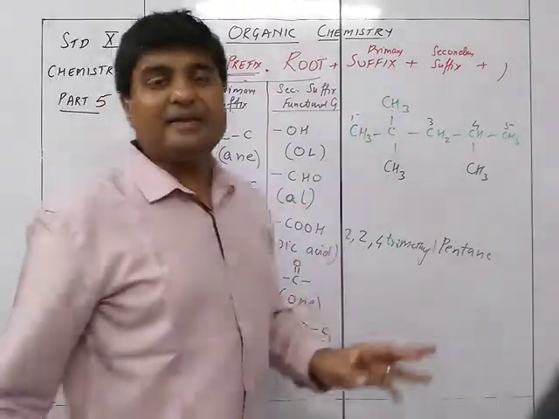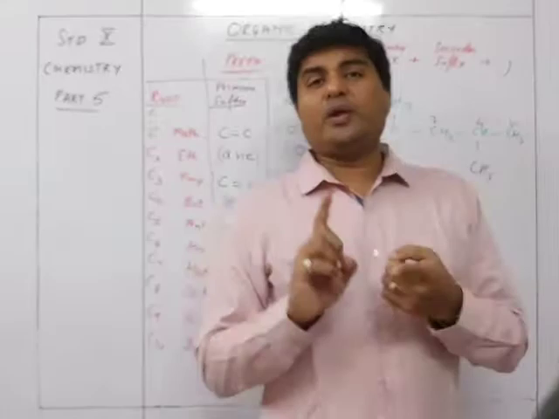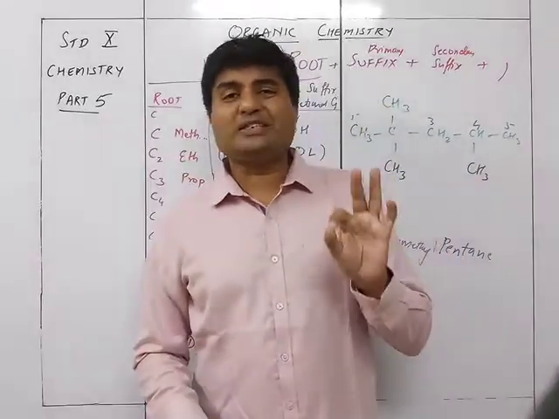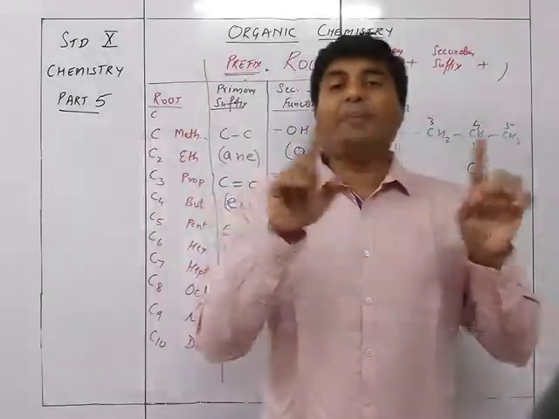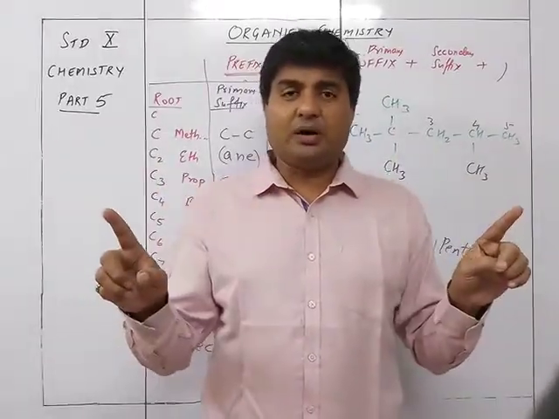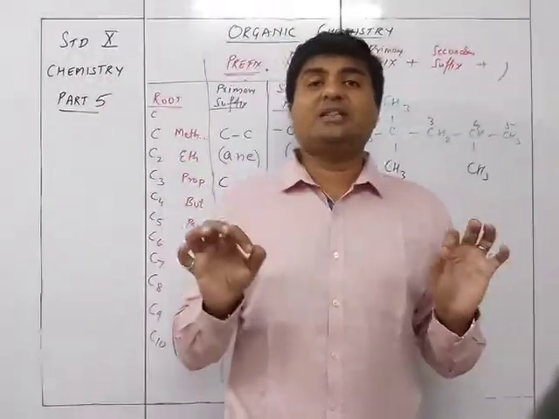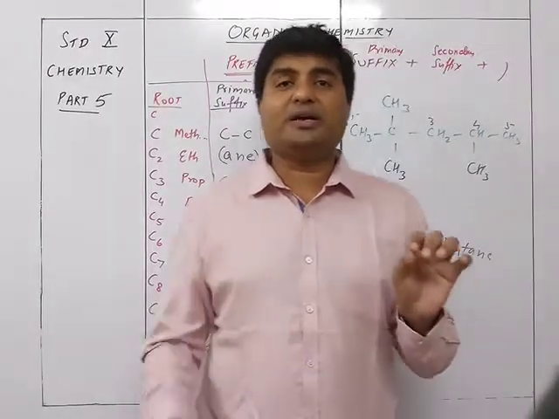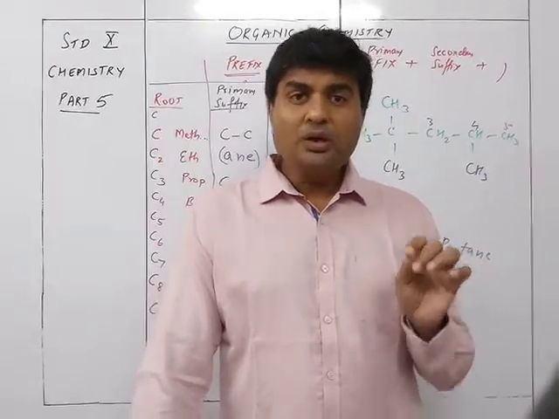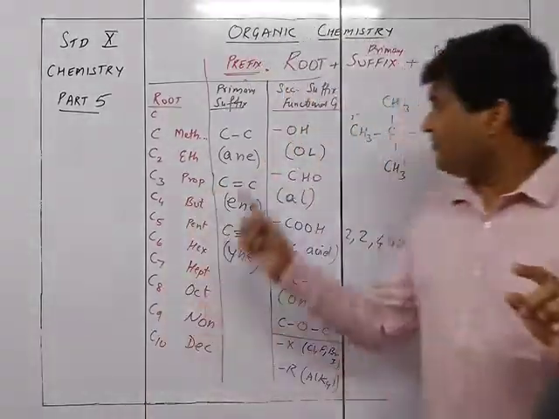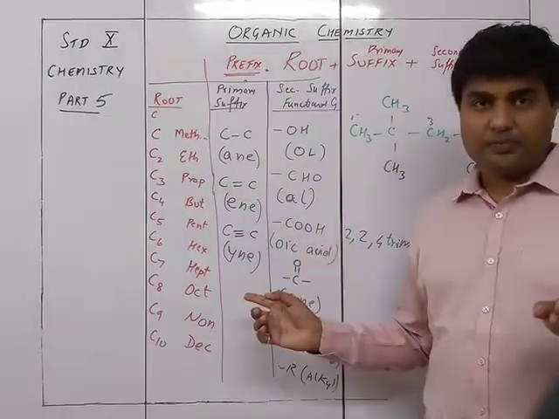The next thing we see is the numbering. The numbering will always be such that the lowest number is given. Numbering will be given only to the main chain. Only the main chain gets the number, and the numbering will be such that the lowest number is given to the carbon which is nearest to a functional group. So the one nearest to the functional group will get the lowest number.